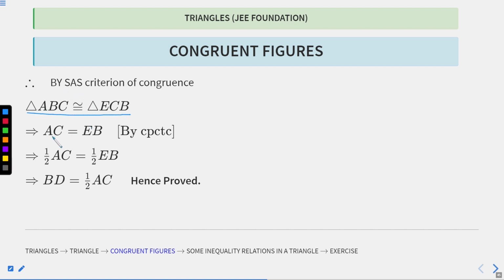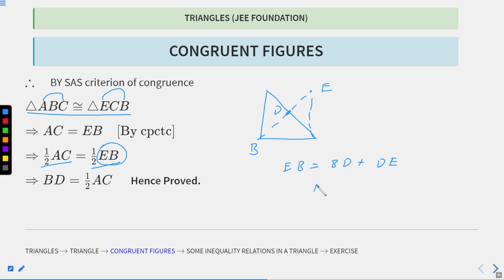So by CPCT I can easily say that AC is equal in length to EB, and from this I can say half of AC is equal to half of EB. And EB, if you recall, let me draw again. Here was my E, here was my B, here was D. So EB is equal to BD plus DE. I'm just replacing EB as BD plus DE.